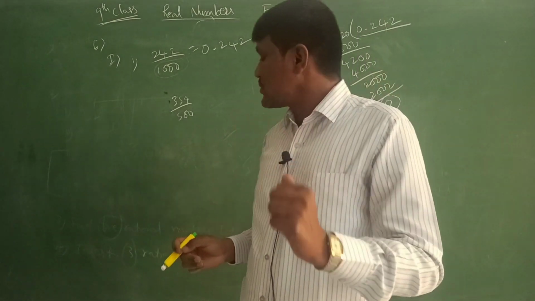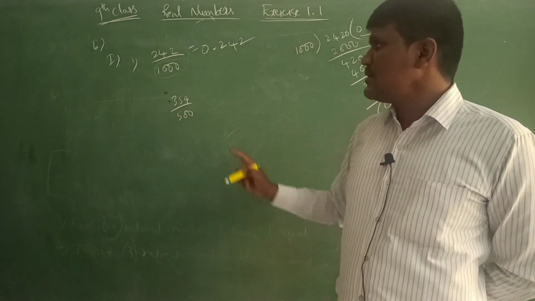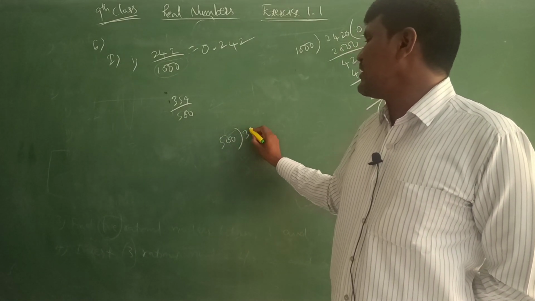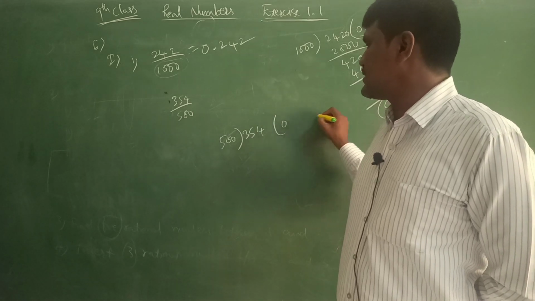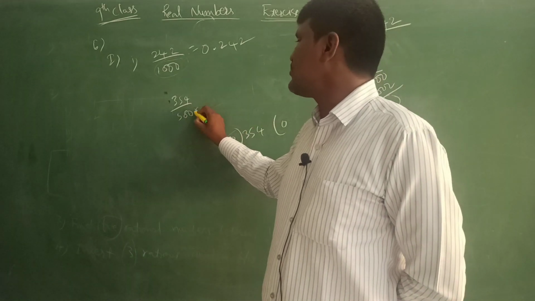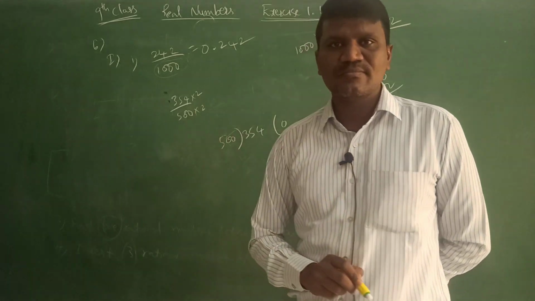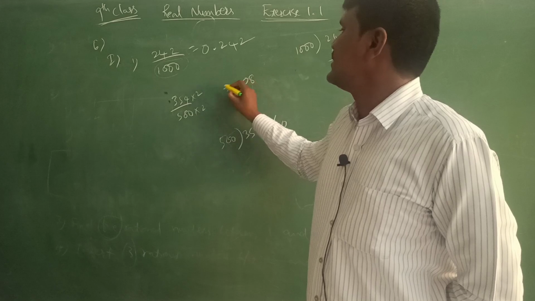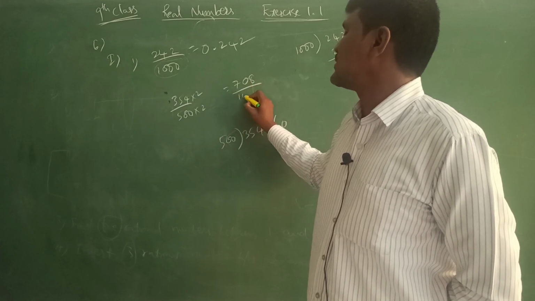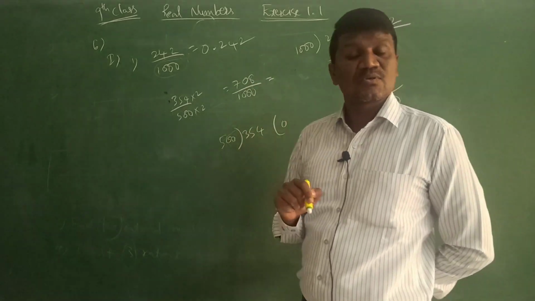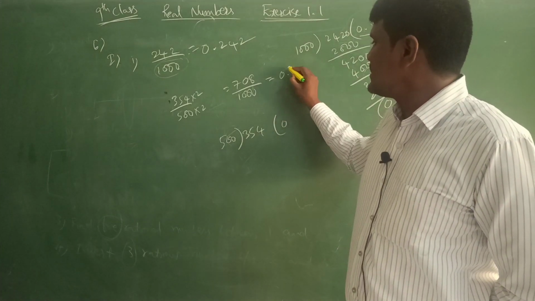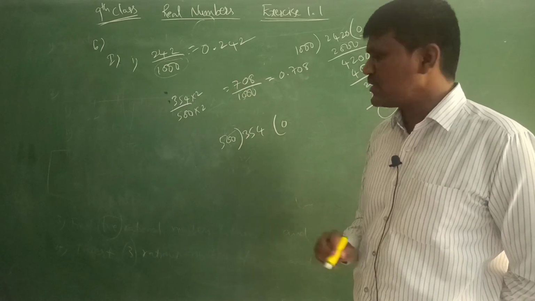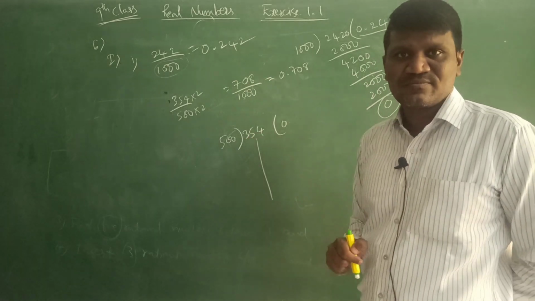Okay students, now 354 by 500. This also you can do in two methods. One is to divide 354 by 500 and you will get the answer. Or, since 500 is there, multiply and divide by 2. So 2 4s are 8, 2 5s are 10, 2 3s are 6: 708 by 1000. That can be written as 0.708. Since there are 3 zeros, the point comes here: 0.708. If you do it this way also, you get the same.